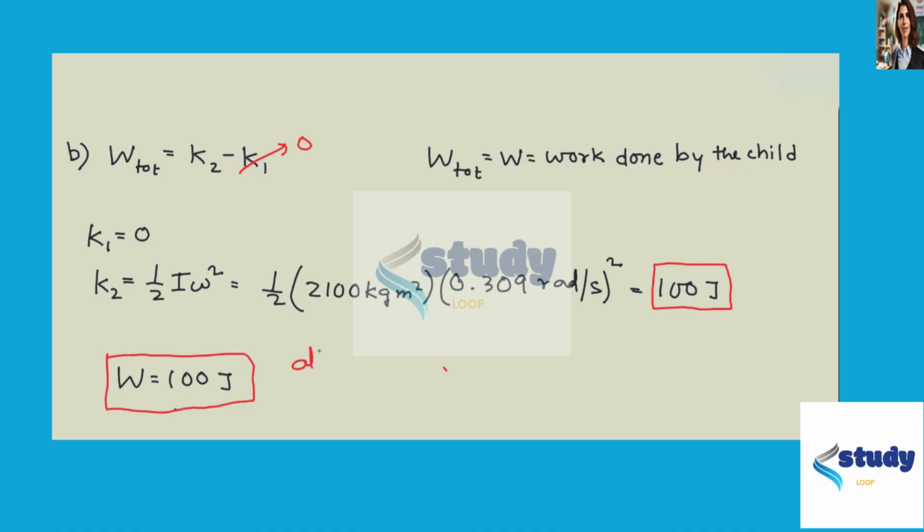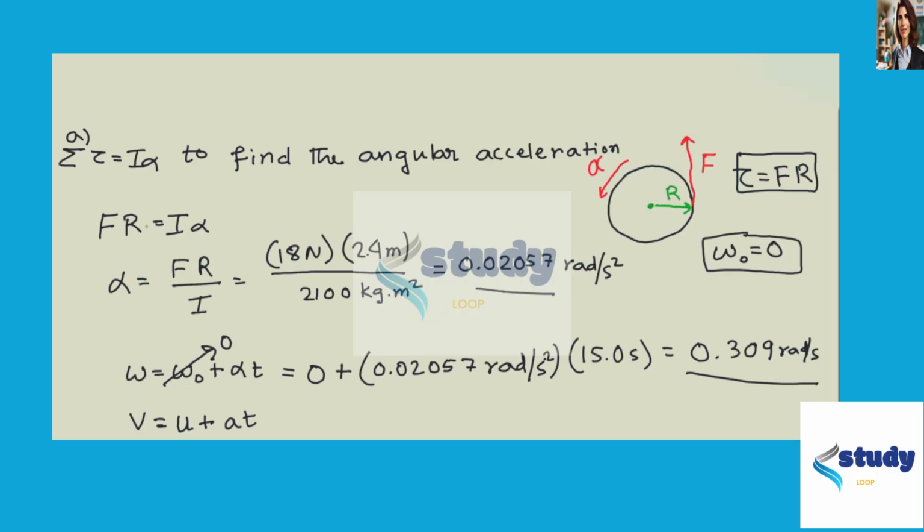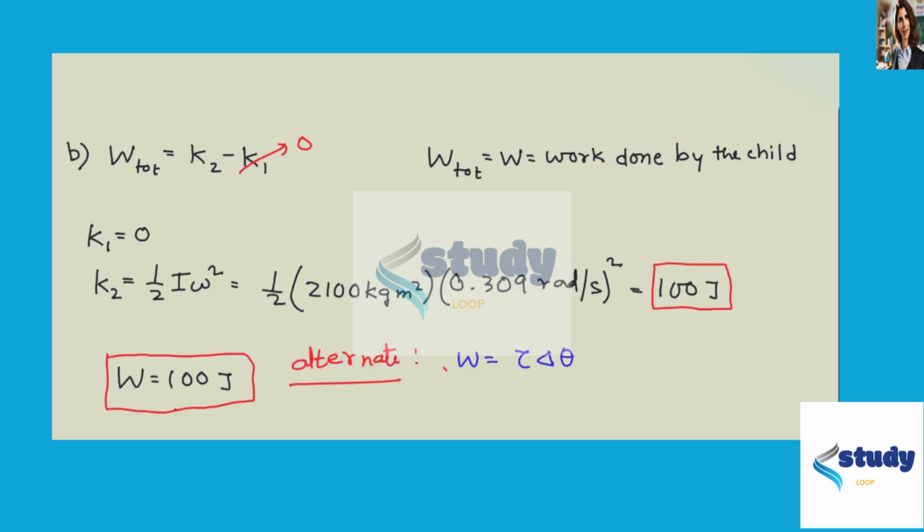Now let me talk about the alternate method. For the alternate method, we can use the following formula: work done is equal to torque times the change in angular position, delta theta. We can calculate torque from F times R. We know R and F, so we can calculate torque from there.